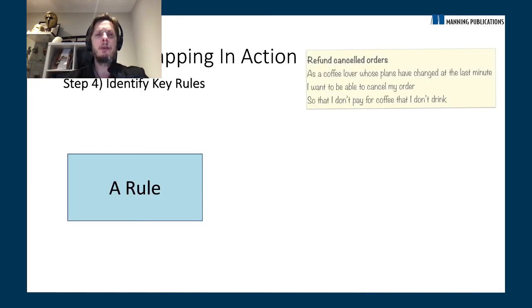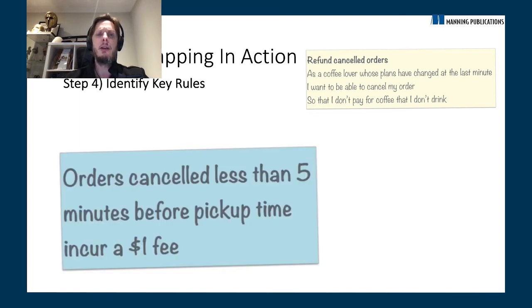So once we have our story, what we do is we identify key business rules. One of the business rules that came out of that illustration was the idea that an order cancelled less than 5 minutes, well, actually it wasn't, but it's something that from a conversation could emerge: if it's cancelled more than 5 minutes, she'll get a refund. If it's less than 5 minutes, there will be a fee.